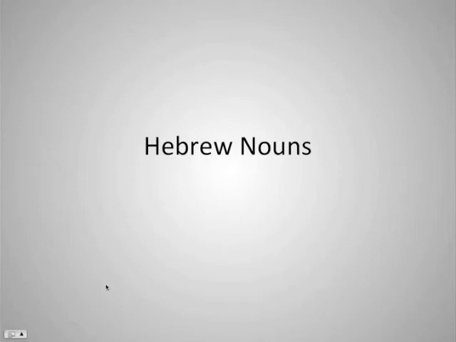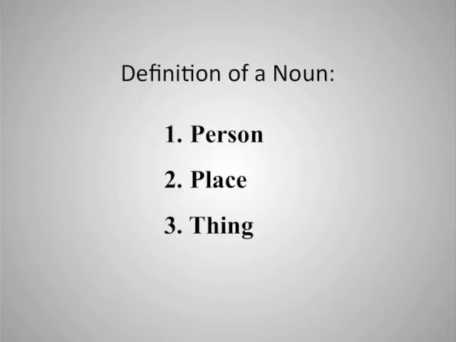This overview covers Hebrew nouns. It's helpful to begin with an English definition of noun before we move to discussing Hebrew nouns. So the definition of a noun in English is that it is one of three things. It describes a person, a place, or a thing. The same basic definition applies to Hebrew nouns as well.